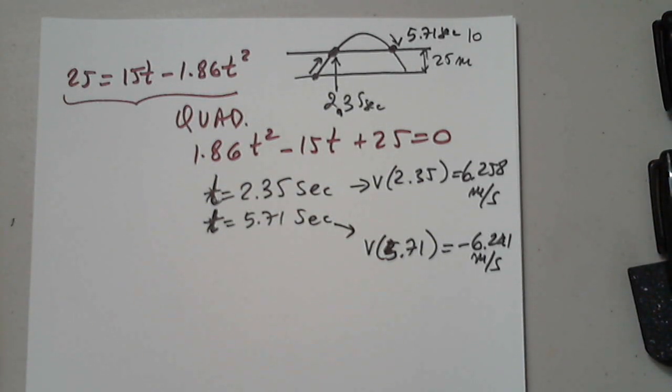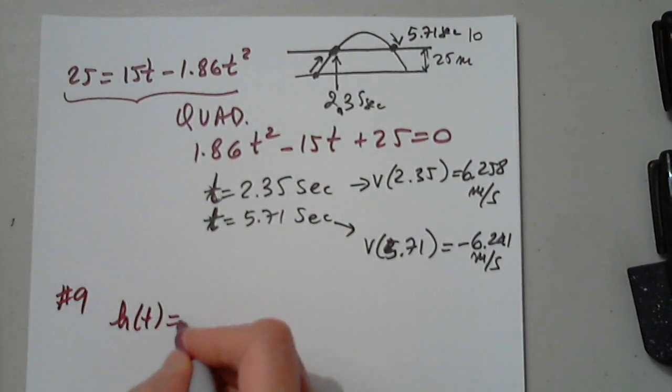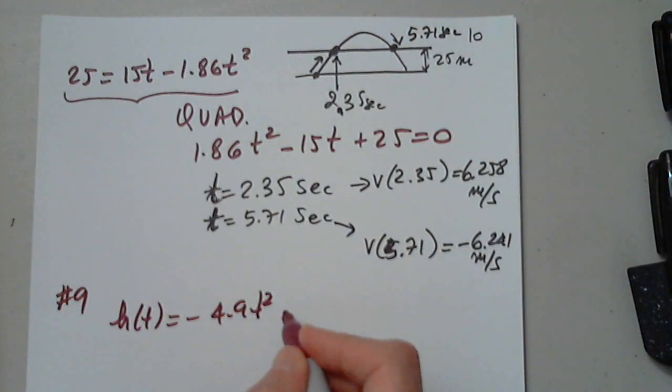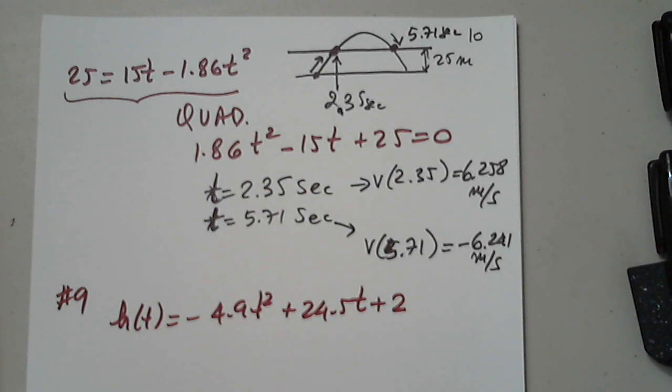This is the 2 meters, right? And this is the initial velocity of 24.5. The formula is given to us. And of course, I'm going to write in the correct order as h of t as negative 4.9 t squared plus 24.5 t and plus 2. Find the velocity after 2 seconds and after 4. So v of 2 and v of 4.